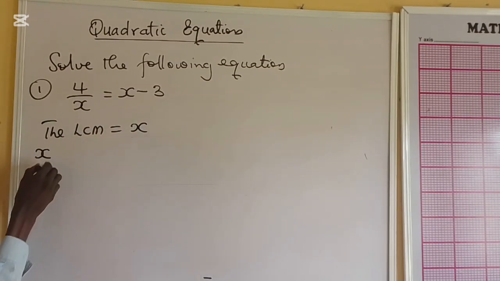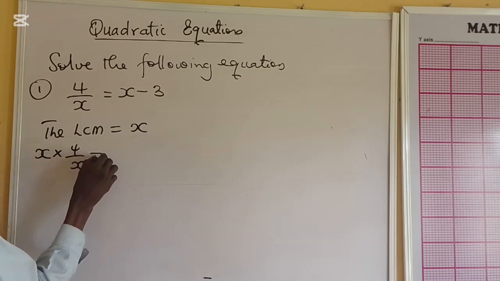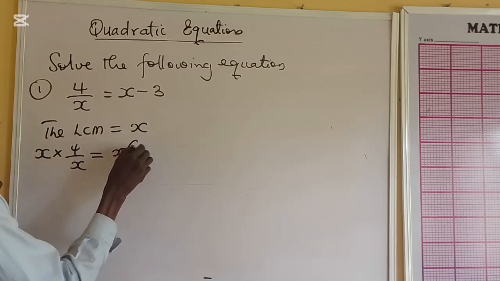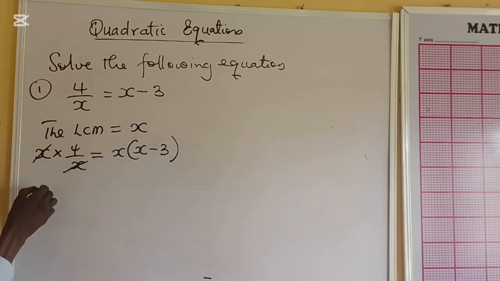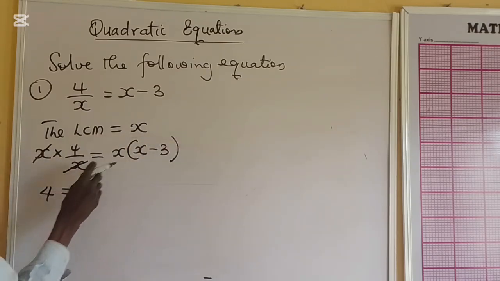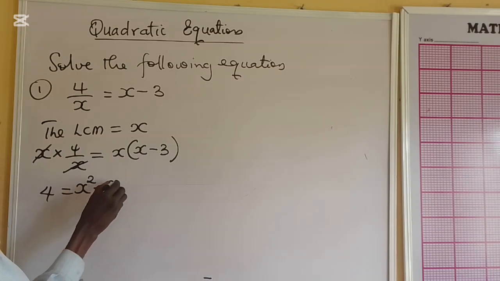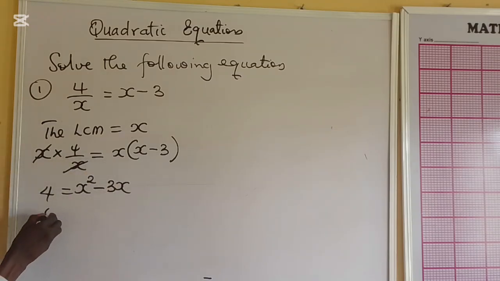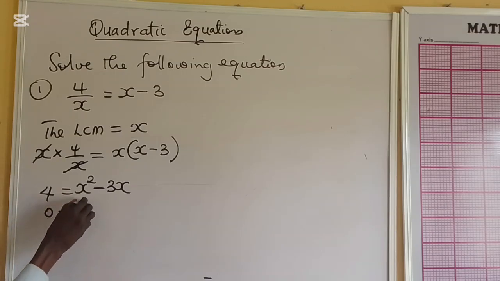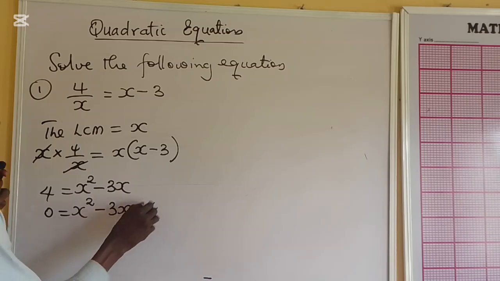I'll now use the LCM, which is x, to multiply 4 over x is equal to x, multiplied by x minus 3. Now we cancel this, and you are left with 4. x times x is x raised to the power of 2. x times minus 3 is minus 3x. So we collect this 4 to this side to make it equal to 0. So here will be 0. x raised to the power 2 minus 3x minus 4.